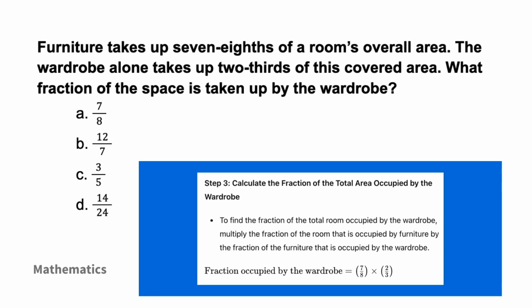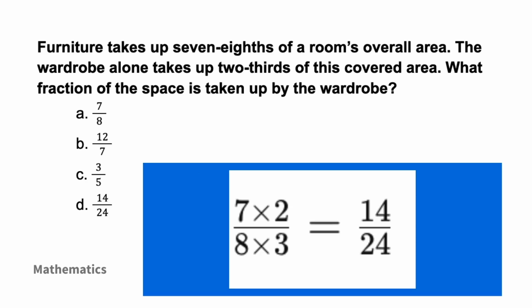So next, we'll want to find the fraction of the total room occupied by the wardrobe by multiplying the fraction of the room that is occupied by furniture by the fraction of the furniture that is occupied by the wardrobe. So next, let's multiply the numerators together and the denominators together, and we can see that we are left with the answer of 14/24.